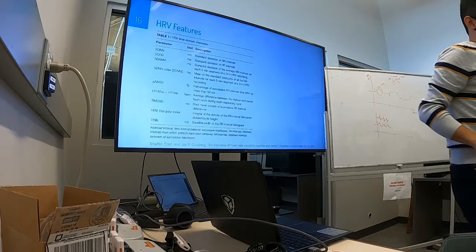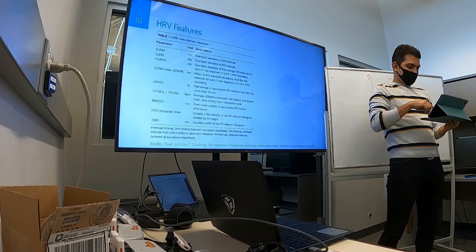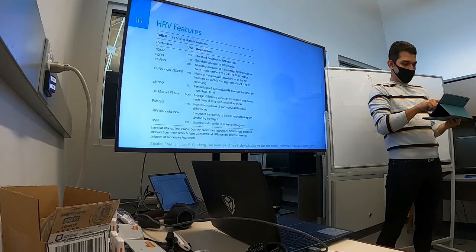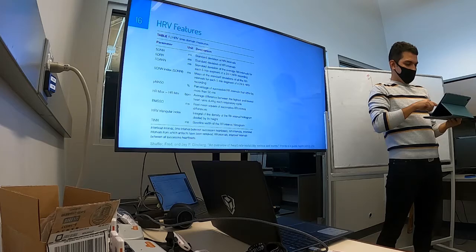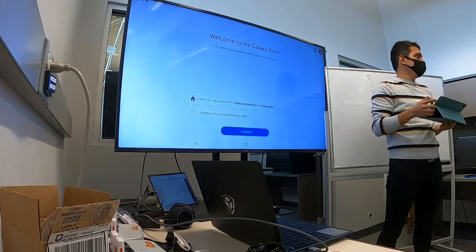It's actually software that some of the students built some months ago, and since the SDK of the Polar was Android, then we built the app for Android.